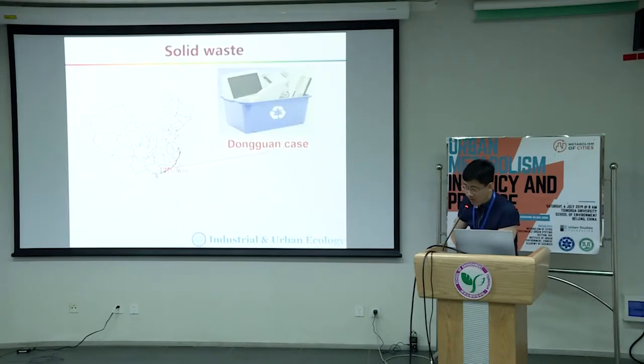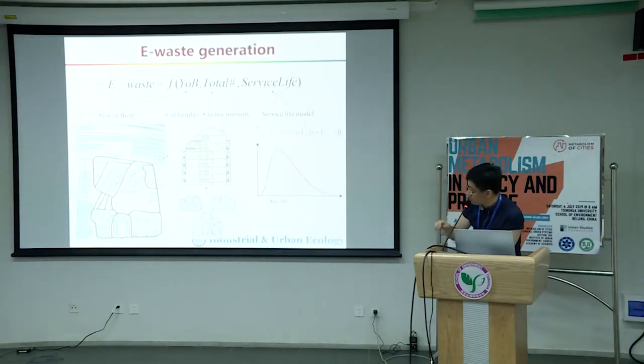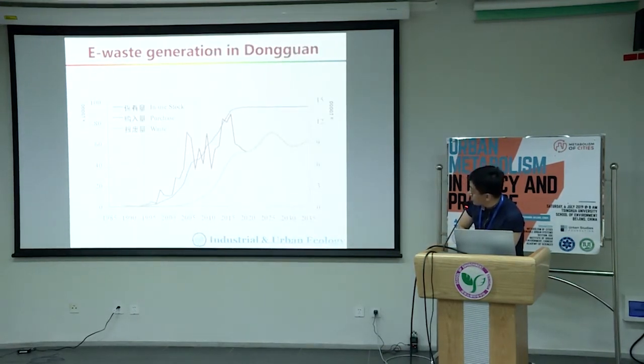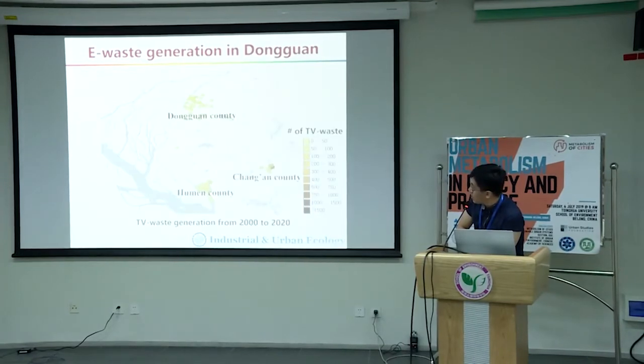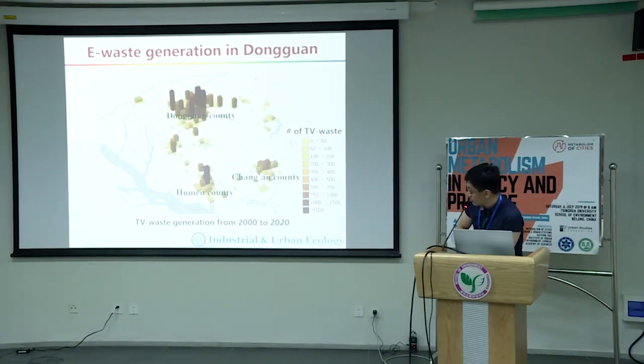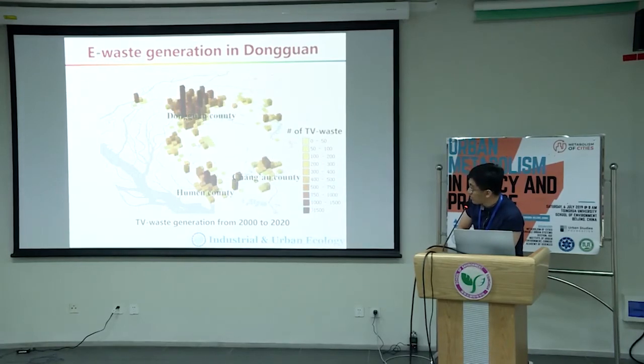Beyond the stock work, we also want to simulate flows, the output flows, like waste generation, especially. So we did the Dongguan case to estimate the e-waste. Again, we use big data from urban ecology and geographic information systems to try to estimate the e-waste generation in Dongguan, a city in Guangdong province. We also simulate, for example, the in-use stock, the purchase, and the waste generation in Dongguan at a temporal scale. And of course, we also got the spatial temporal dynamics of TV waste generation, for example, from 2000 to 2020. So that's the e-waste for households.